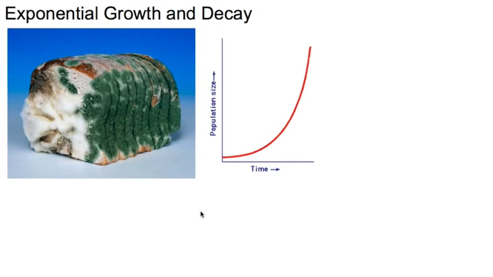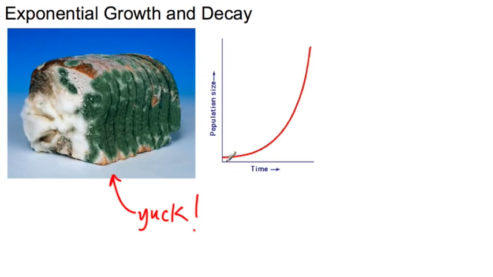Today we're going to be talking about exponential growth and decay. Exponential growth is a function that models how things grow over time, specifically when you're thinking about things doubling or tripling in size over a certain amount of time, like population or bacteria or mold, something like that.